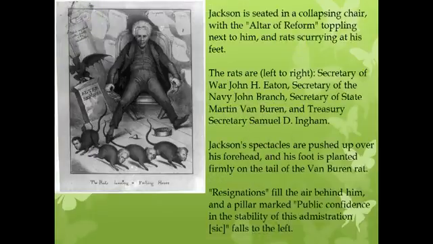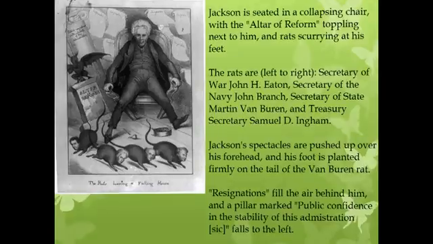So Jackson is seated in a collapsing chair with the altar of reform toppling next to him and rats scurrying at his feet. The rats are Secretary of War, Secretary of the Navy, Secretary of State, and Treasury Secretary. Jackson's spectacles are pushed up over his forehead, and his foot is planted firmly on the tail of the Van Buren rat. Resignations fill the air behind him, and a pillar marked public confidence in the stability of this administration falls to the left. So I want you to think about what this political cartoon might signify. We're going to talk about this in class.